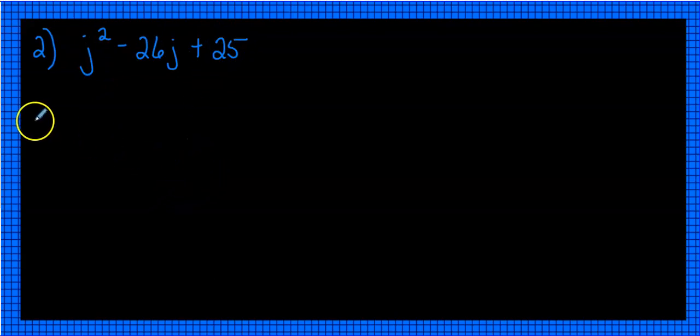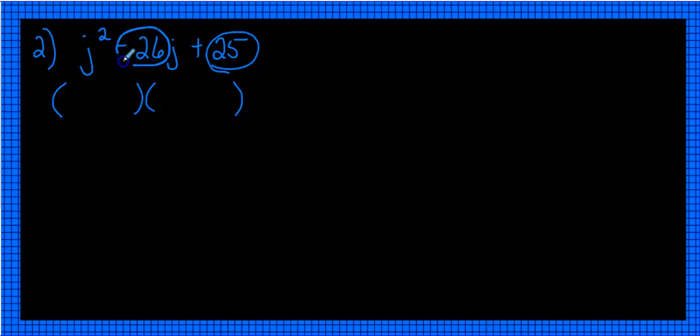So the next thing I want to do is say, okay, I know that this is a quadratic trinomial. I'm going to check to see if I can factor this into 2 binomials, and we will be able to. What we want to do is look at this last term, and we want to look at this middle term.